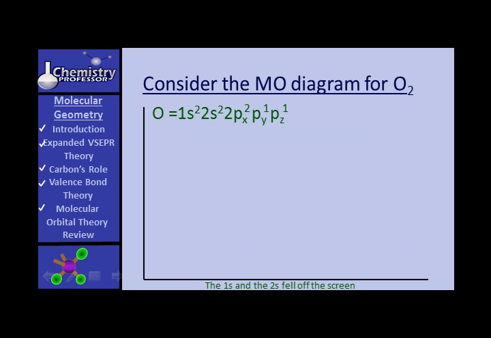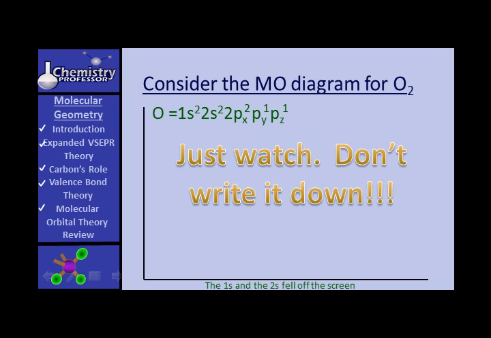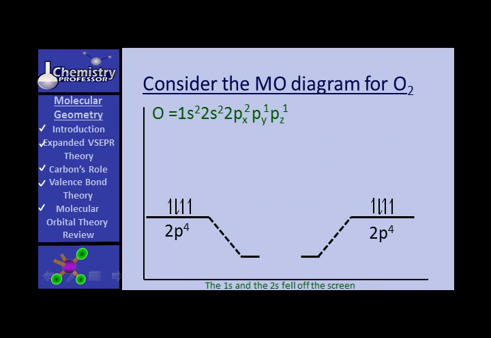Now let's look at a MO diagram for oxygen, diatomic oxygen. And here's the electron configuration. Now, I want you to watch this. Don't write it down. Just watch. Now, you can do the 1s and the 2s, just like they always have been done. But I will go through and do the 2p for you. The 1s and the 2s, for all practical purposes, just fell off the screen.